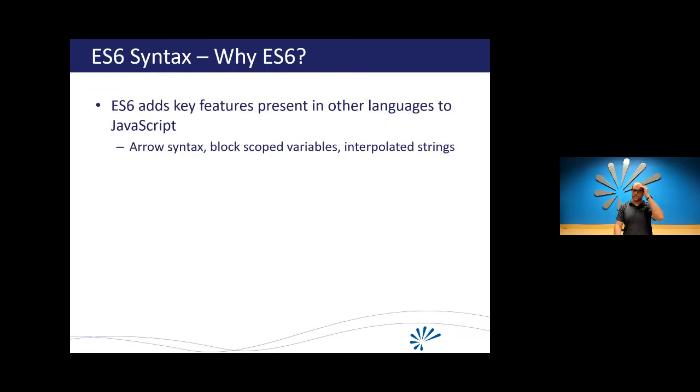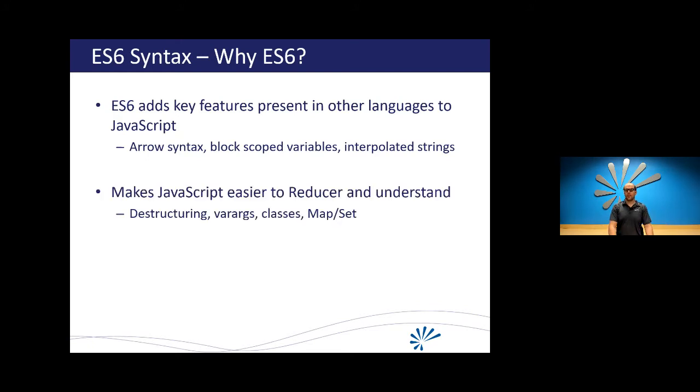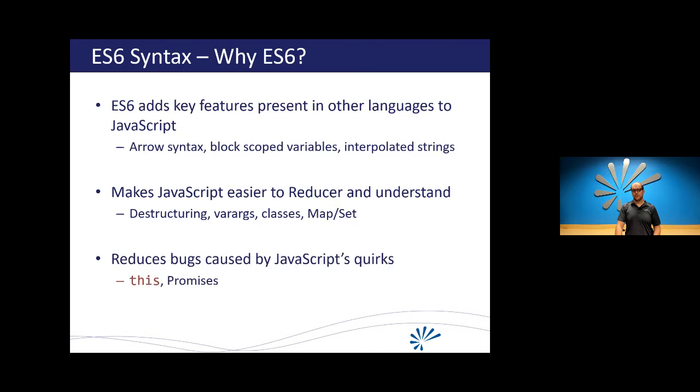So why do we want to use ES6? ES6 adds features that other languages have. JavaScript's been around a long, long time, and it hadn't been updated in a long time until ES6 came out. And so they added a lot of new features. They added better Lambda support. They added block scope variables, which haven't been around ever. Interpolated strings. It makes it a lot easier to read our code because of features like destructuring, classes. They introduced maps and sets, which previously you had to implement by yourself.